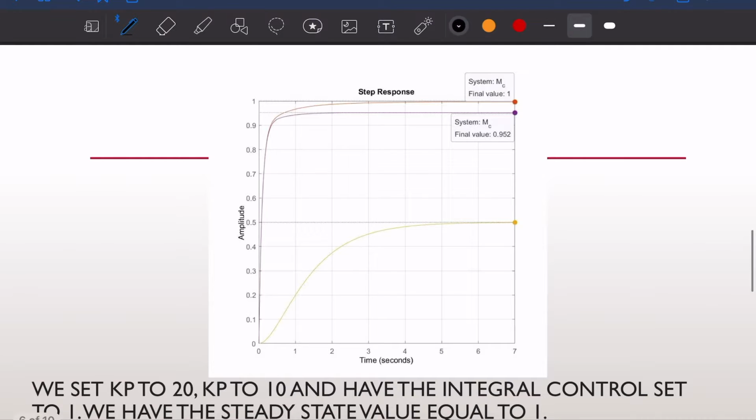Right here, we set the KP, the P controller, to 20. We set the D controller to 10, and we have the integral control coming in, and I set it to 1. It turns out we have a really nice system with a steady state value equal to 1, and there's no overshoot. The settling time is good, and the rising time is good.